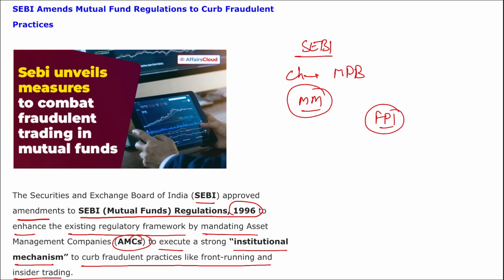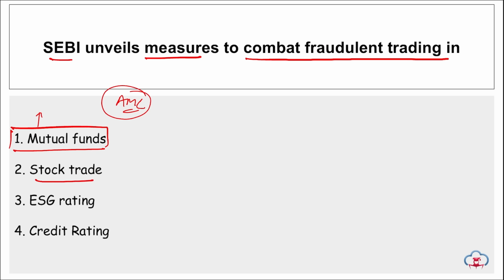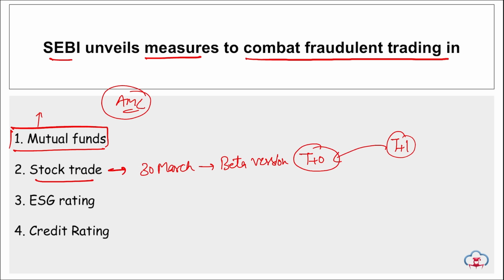Right? Apart from this, friends, if we talk about stock trade, remember on 30th of March, SEBI released a beta version of the T+0 settlement cycle. Right? Earlier there was a settlement cycle of T+1, but now with effect from 28th of March 2024, this settlement cycle has been reduced to T+0 and a beta version for this was released.